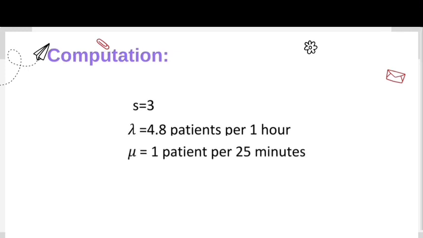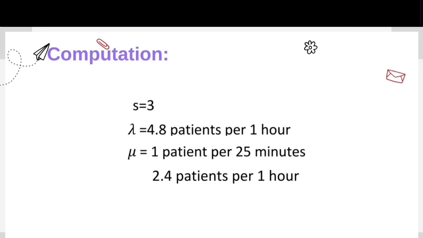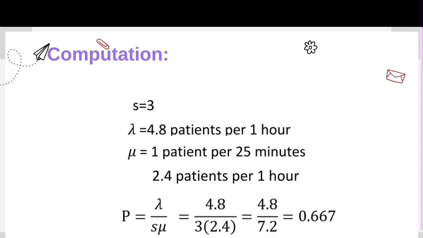Thus, lambda is equal to 4.8 patients per 1 hour and mu is equal to 1 patient per 25 minutes. As you can see, our mu is not converted into hours. So we still need to compute it by dividing 60 minutes, which is equivalent to 1 hour, by 25 minutes and multiplying it by 1, so that we can get our new mu, and that is 2.4 patients per 1 hour. Then, we can now compute the queuing utilization using this formula, and the result is 0.667.